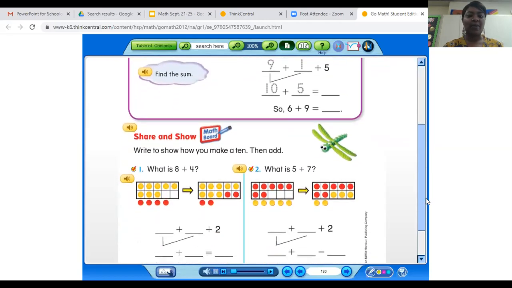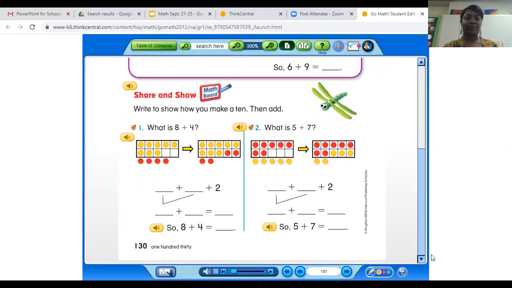So let's look at numbers 1 and 2. And it's already been done for us, so all we have to do is fill it in. So what is 8 plus 4? All right, so right here we have 8. Okay, our 10 frame is not full. So I took these two and I put them right there. And so now it looks like this. So let's see. What needs to go here?